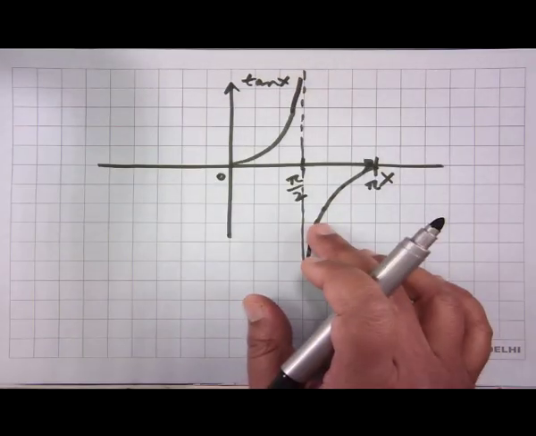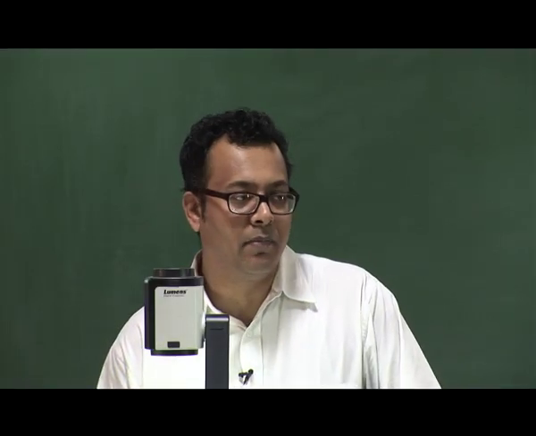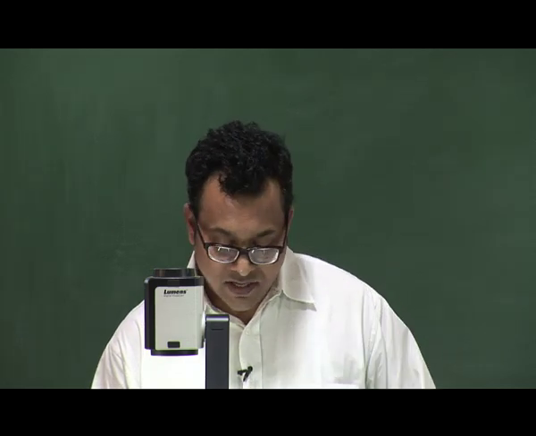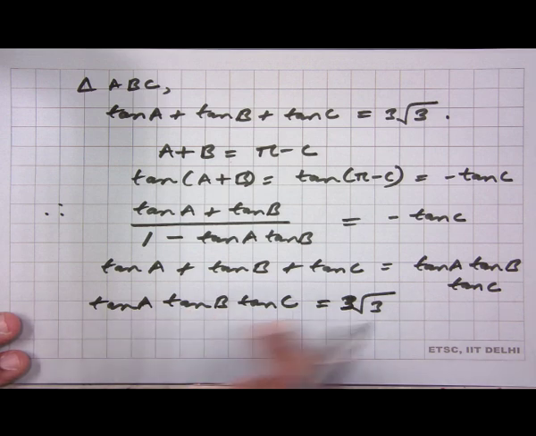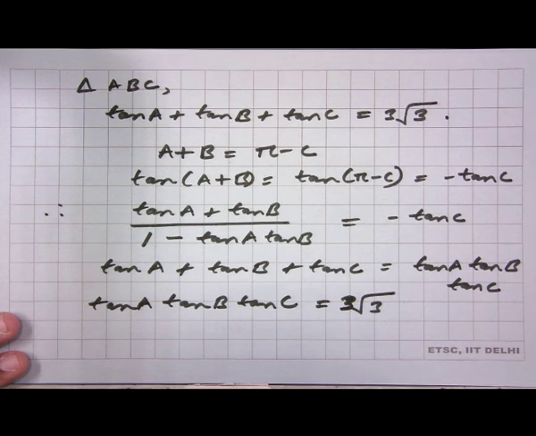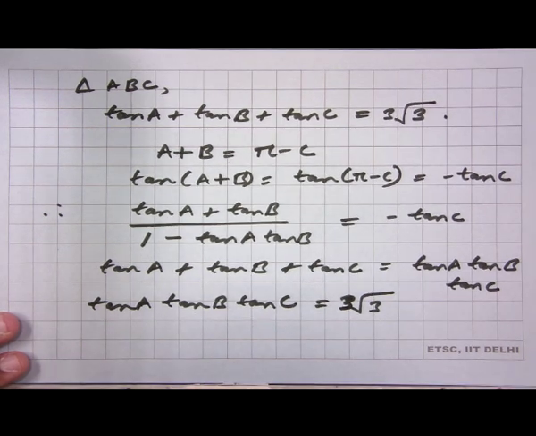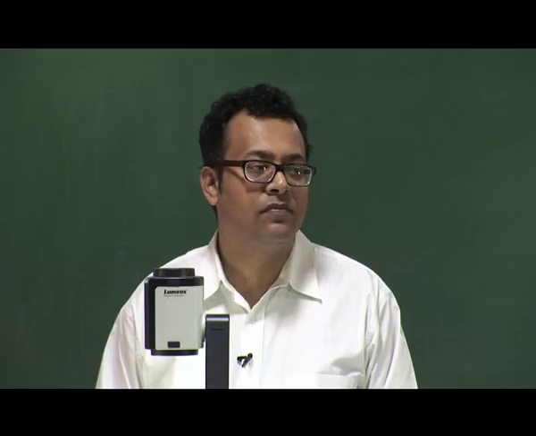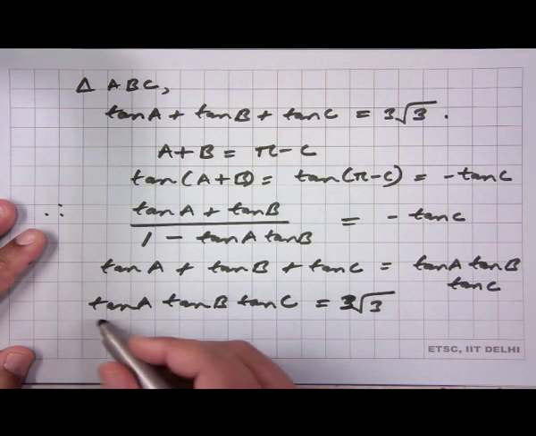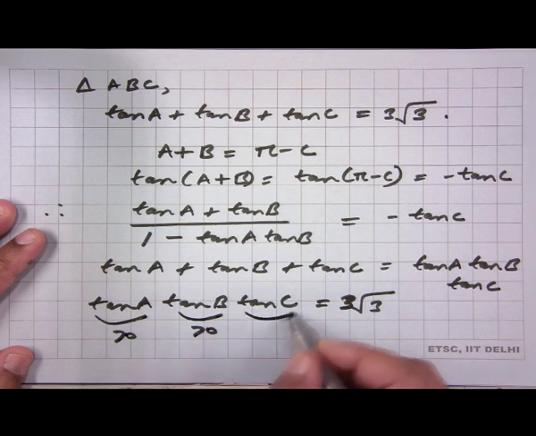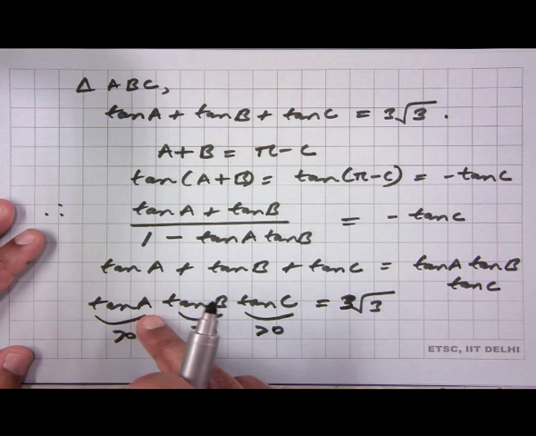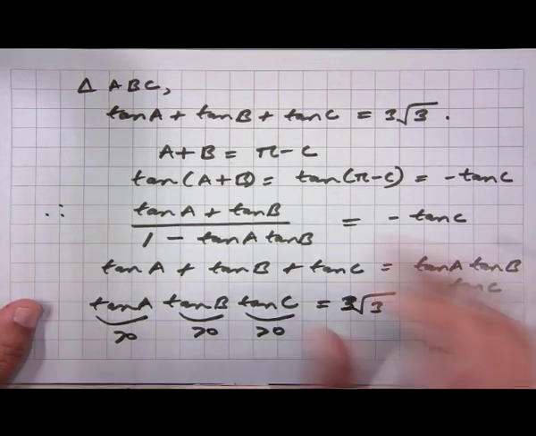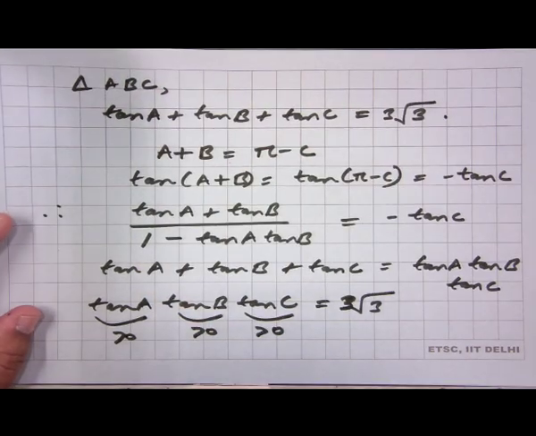But in any triangle ABC, 2 angles cannot be more than pi by 2, that is not possible. And since 2 angles cannot be more than pi by 2, it is clear that for these 3 terms, we cannot have a situation where 2 of them are negative. So, that is not a possibility, and therefore, the only possibility that remains is that all 3 of them are positive, which basically implies that all the angles A, B and C are between 0 and 90 degrees, or basically this triangle is an acute triangle.